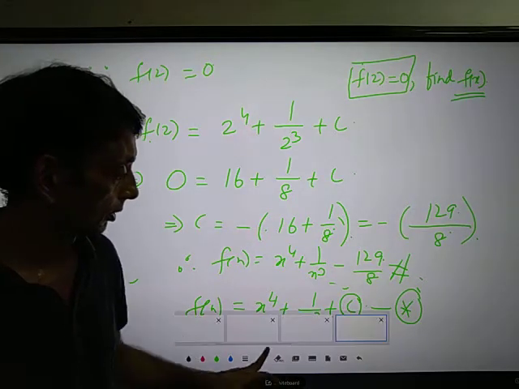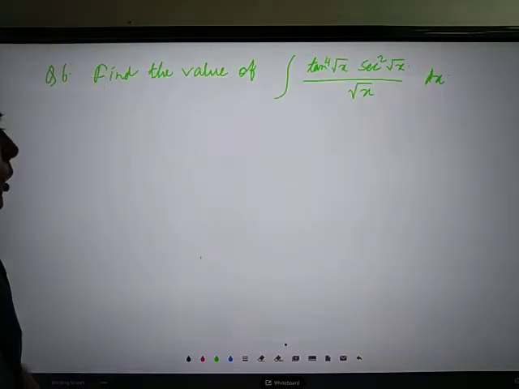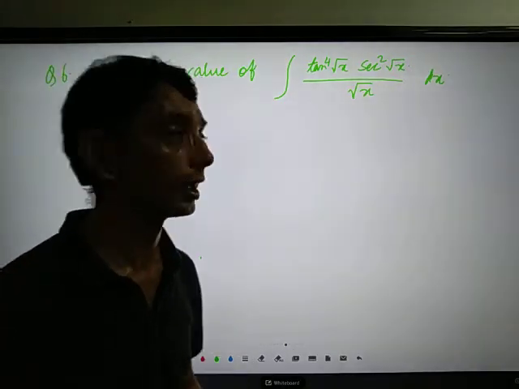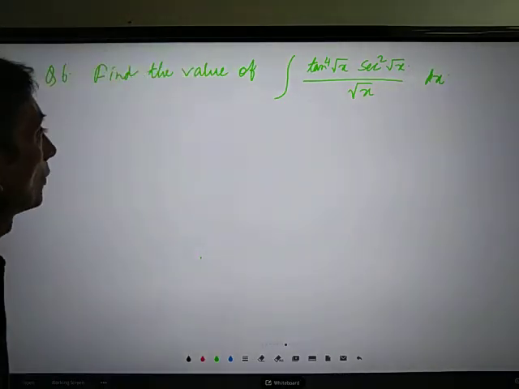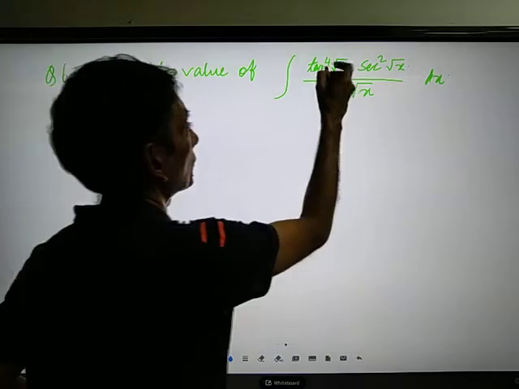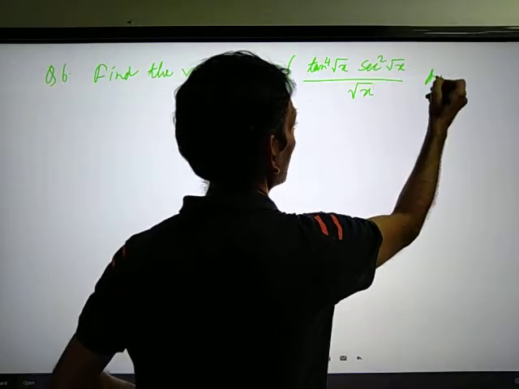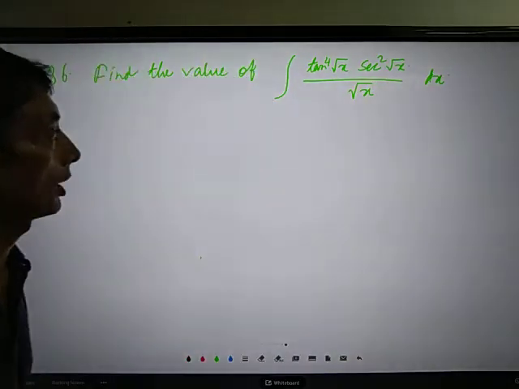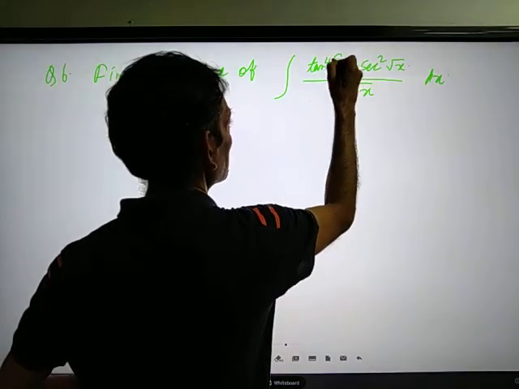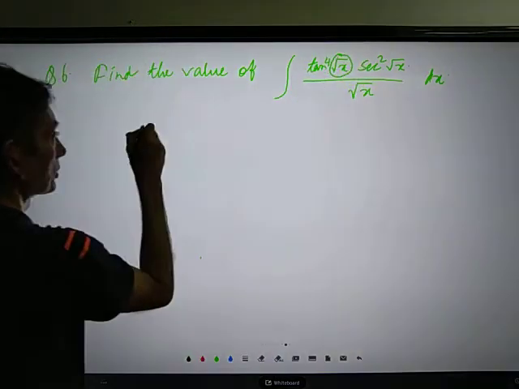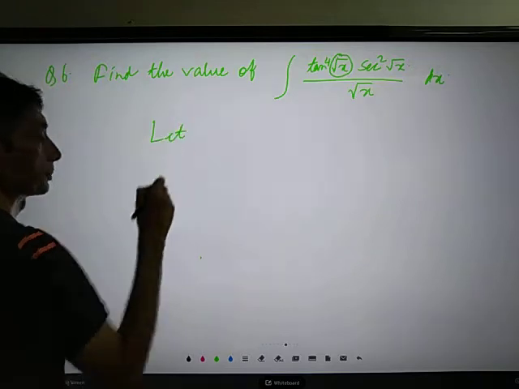So let's move to the next question, that is question 6. Find the value of the integration of 10 to the power 4 root x, sec square root x dx, by root x. So how to solve this question? Just substitute the value of root x. We'll solve this with the help of the method of substitution.